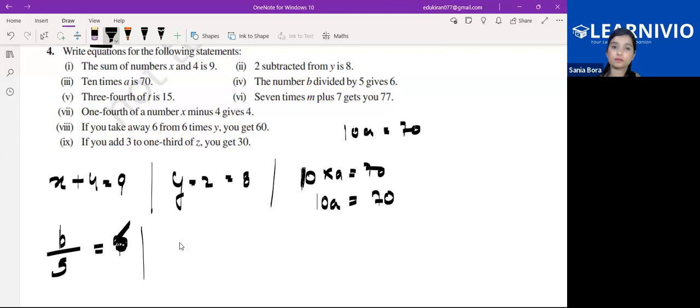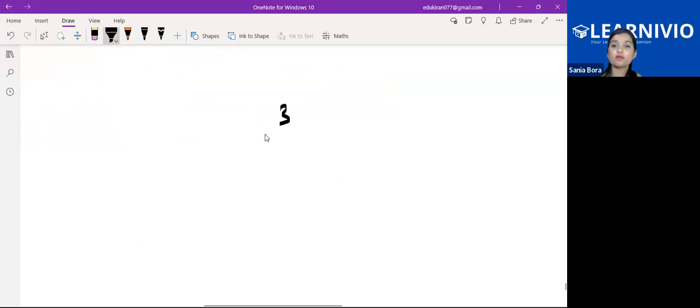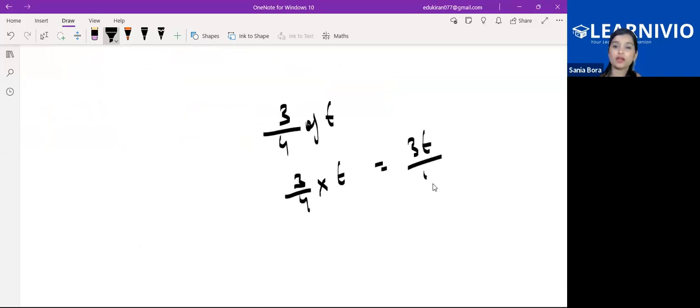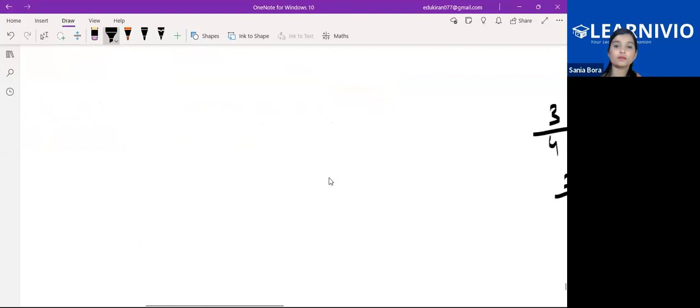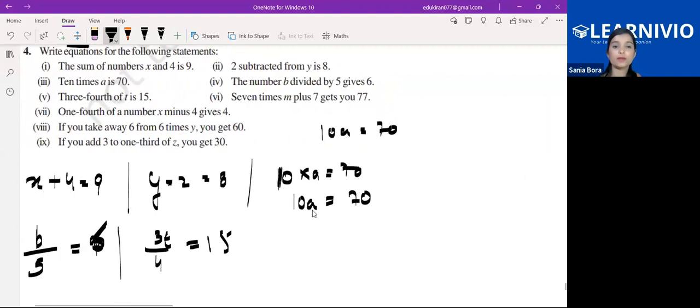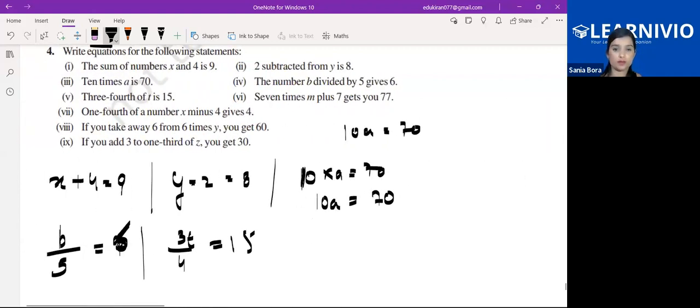3 by 4th of t equals 15. Yes, so 3 upon 4 of t. 3/4 of t would be 3 upon 4 multiplied by t. So when 3 got multiplied with t, it got 3t divided by 4. Okay, so 3t by 4 equals 15.